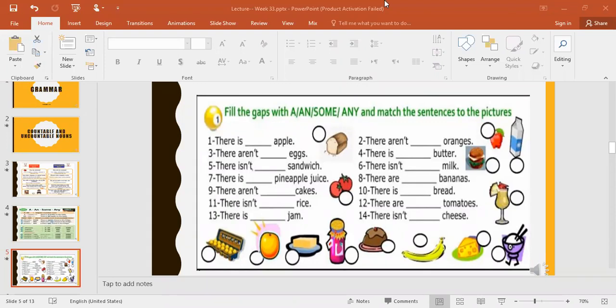We always said in the negative, we use any. There isn't any milk. Number seven, there is pineapple juice. Can I do number seven? Yes, sure. Yes, Sarah. There is some pineapple juice. Very good. There are bananas.